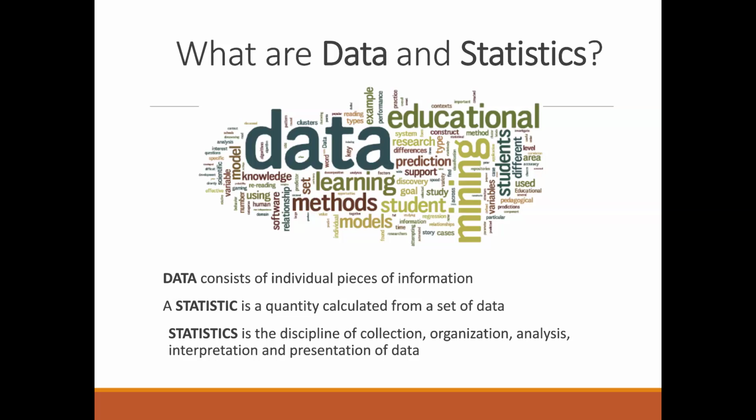All right, first of all, real quick, what are data and statistics? Any individual piece of information we can consider data, and a single one is called a datum, although not everybody uses that term. A statistic can also be used to talk about a specific piece of information, but usually it's a quantity that we've calculated from a set of data. So a percent, a proportion, an average, a summary of some kind. And when we talk about statistics, plural, we're usually referring to the discipline or the study of collecting, organizing, analyzing, interpreting, and presenting data.